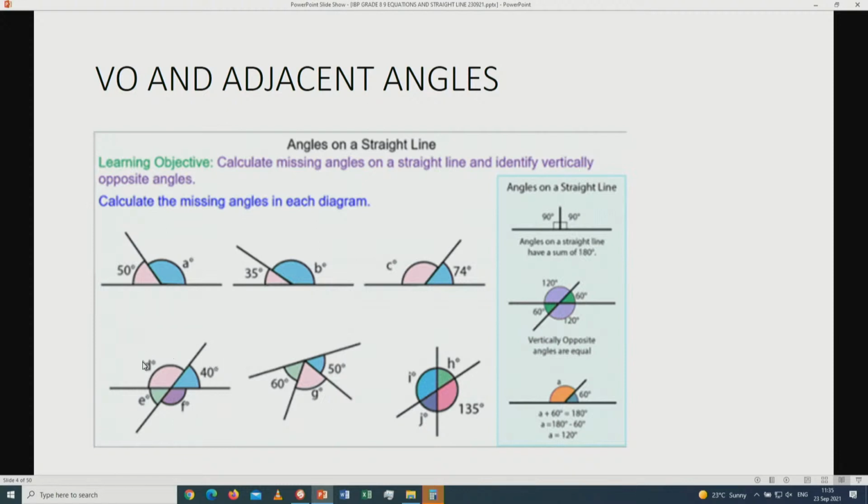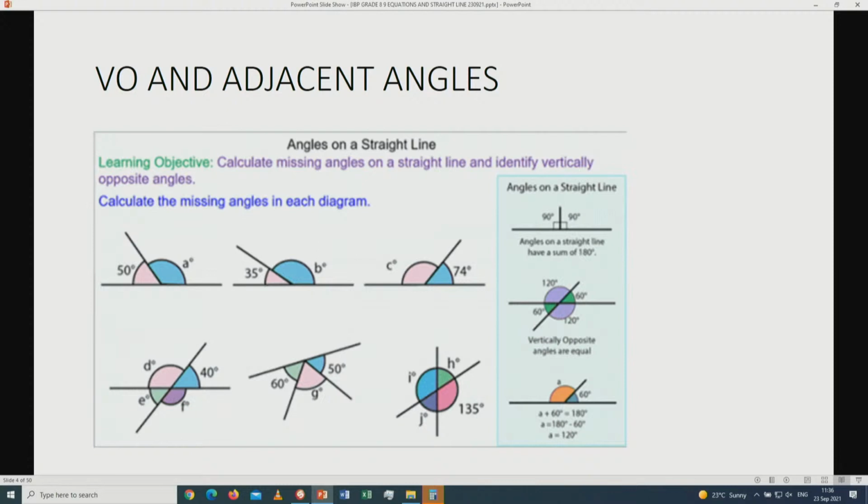Angle D is on a straight line. Therefore, angle D plus 40 equals 180. Angles D and E are on a straight line, but you don't have much information. But what do we have? Vertically opposite angles. Angle E equals 40 degrees. Remember, it's just reminding us how to go about the approach.